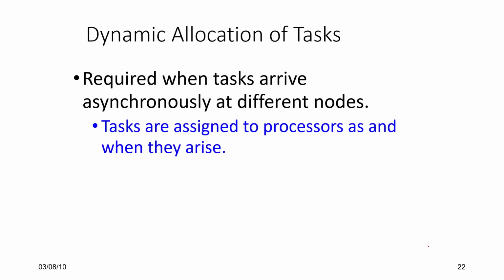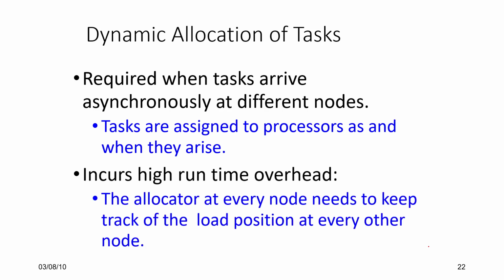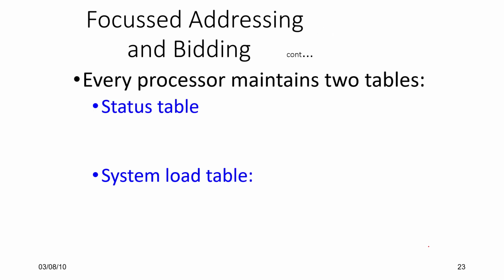Now let's come to dynamic allocation of tasks. This is primarily required when tasks arrive asynchronously at different nodes. It is not known in advance which tasks will arrive, and they have to be assigned to processors as and when they arise. Needless to say, there is a high runtime overhead. The allocator at every node needs to keep track of the load positions of other nodes such that tasks can possibly migrate. We have two algorithms here: focused addressing and bidding, which has high overheads, and the buddy algorithm, which has low overheads.